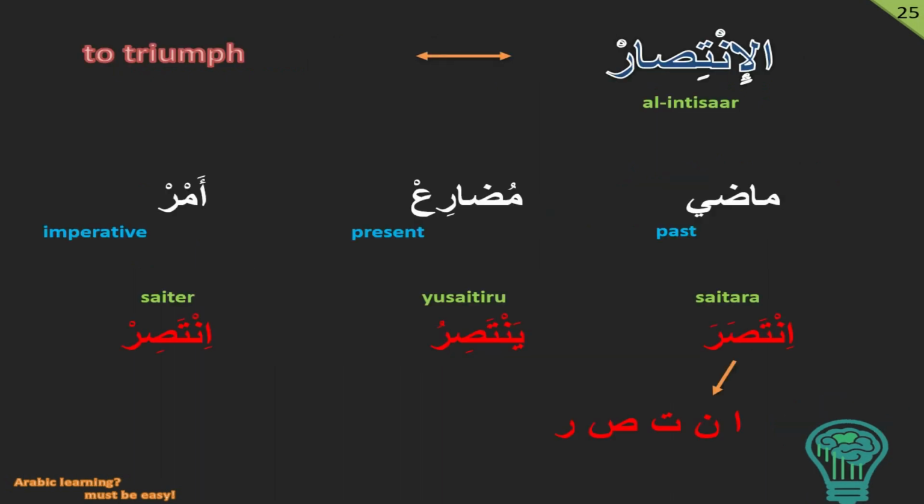Now on this slide we have the verb of the 3rd category. Al-intisar means to triumph. We have already conjugated this verb in our series in madi, mudari' and amr, but now we needed the verb conjugation in mudari', and then we convert it to mustaqbal. As a reminder, this verb in madi is intasara, in mudari' yantasiru, and in amr intasir. We notice the verb in madi consists of 5 letters, namely alif, noon, ta, sad, and ra. Let's continue.